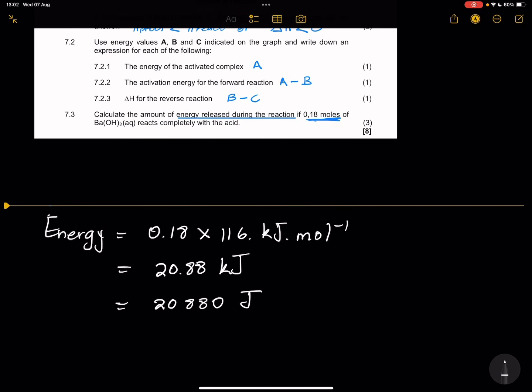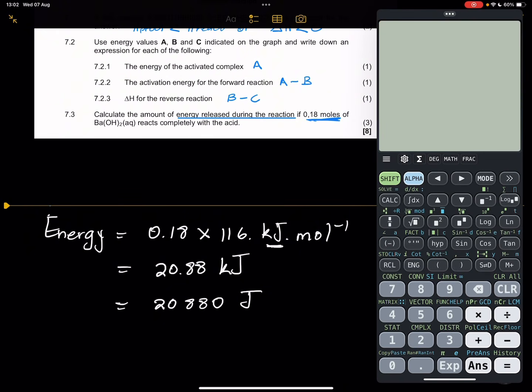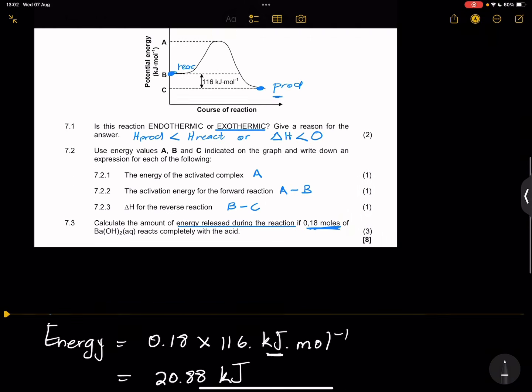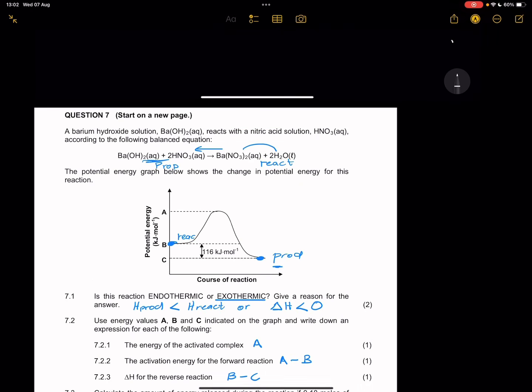Now remember, kilo is 1,000, so you could have actually just said 0.18 multiplied by 116,000, which is actually the answer that we have over there. So this is the amount of energy that would be released per mole of barium hydroxide that we've got over there. Now ladies and gents, that is how the cookie crumbles.